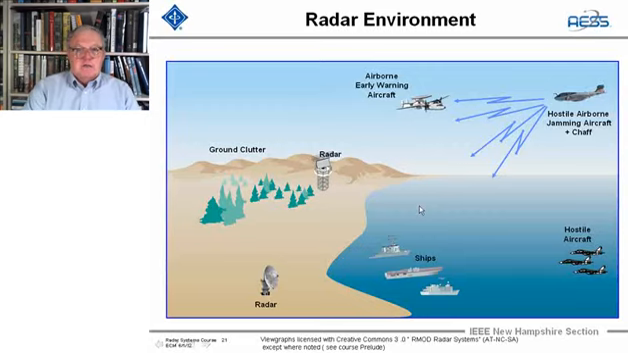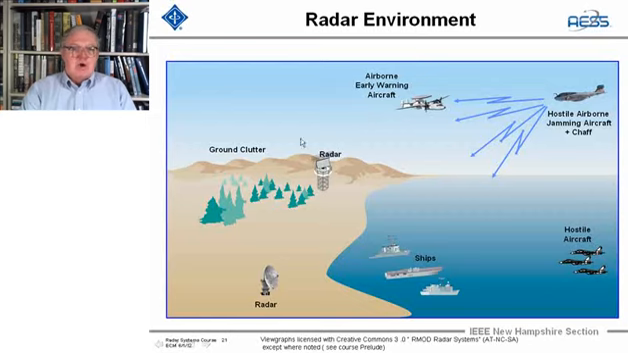Okay, now let's look at the radar environment that's active. What we've got are hostile airborne jamming aircraft, and they can have chaff too, and they want to jam airborne early warning aircraft from the carriers, so these radars can't see these hostile aircraft that are going to try to attack these ships. And then we've got ground clutter there too. That's the environment that an electronic countermeasures environment is.